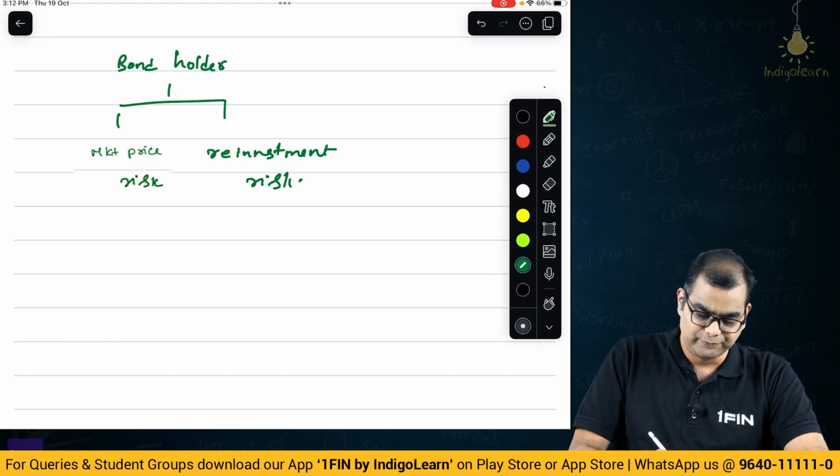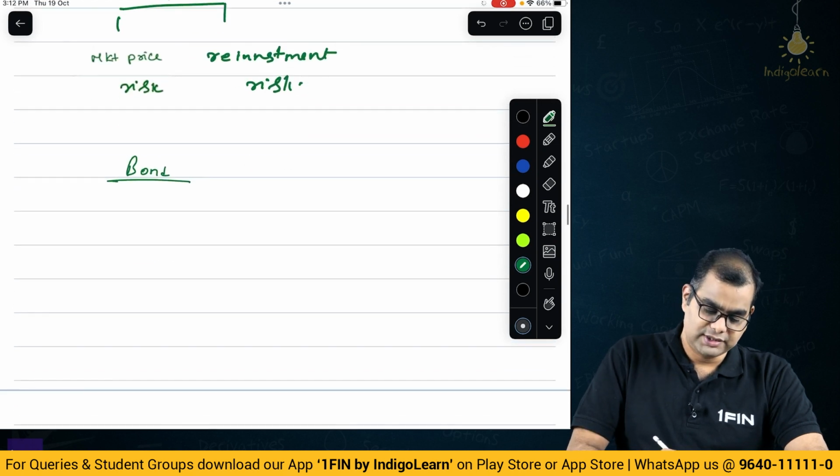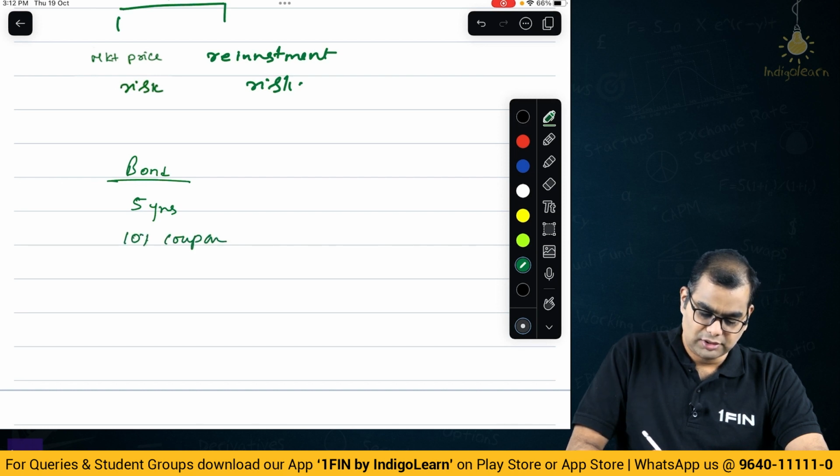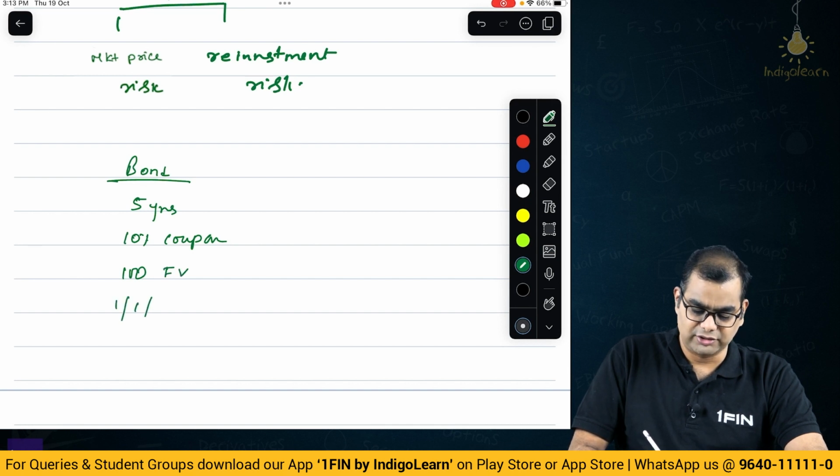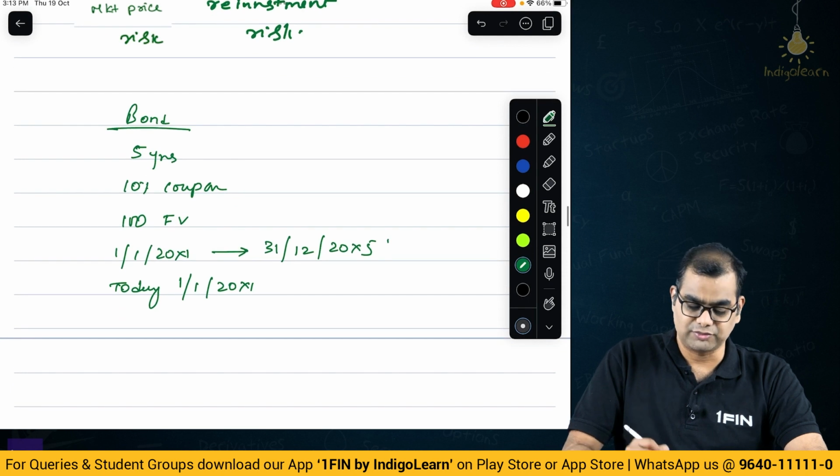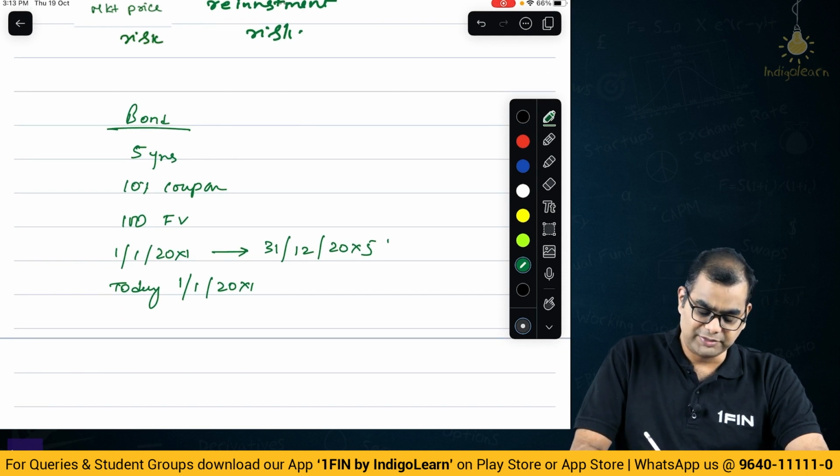What I mean by that is, let us say there is a bond, and this particular bond is, let's say, 5 years, 10% coupon, 100 rupees face value, issue date is 1/1/20x1, today is 1/1/20x1, and this will be till 31/12/20x5 because it's a 5 years bond, and for 10% coupon annual.